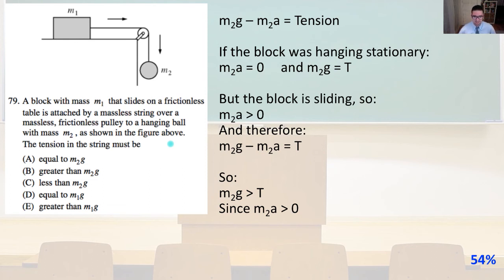But the block is sliding, so M2a is greater than 0, and therefore M2g minus M2a equals the tension. So M2g has got to be greater than the tension since M2a is greater than 0. And so that is answer C.